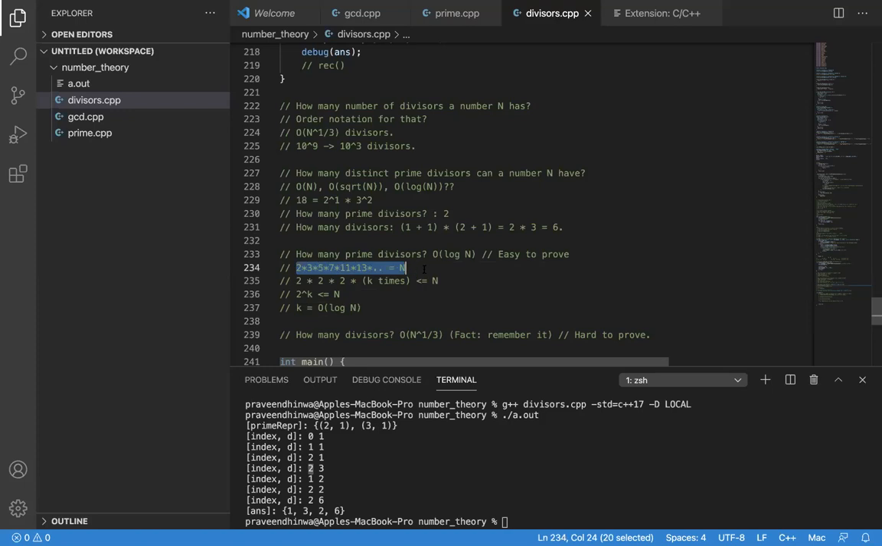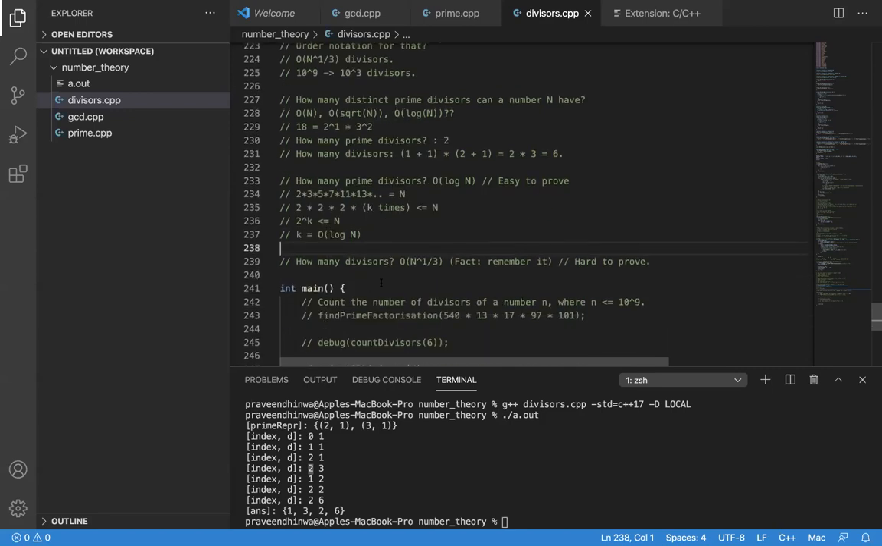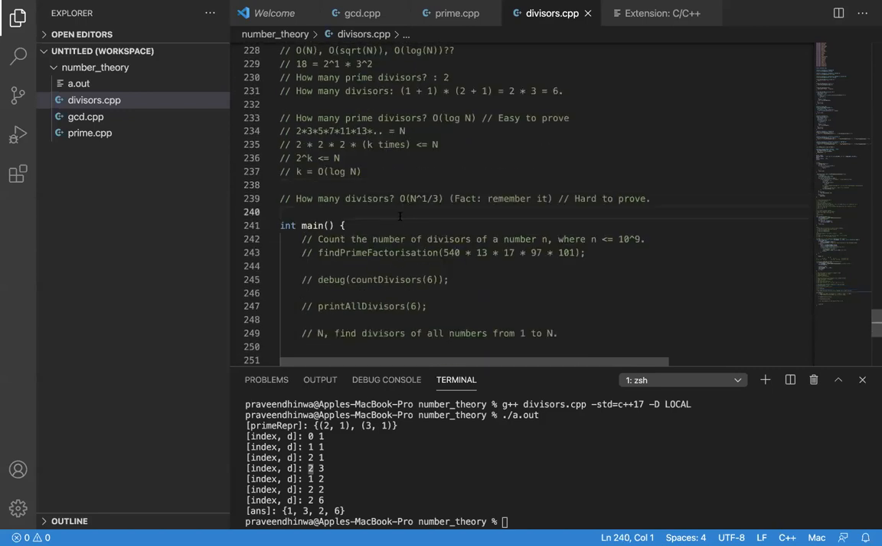Is this explanation clear to you? Like what is happening? Suppose you multiply 2 by itself log n times, you will reach n. But in the case of prime divisors, you are multiplying 2 by 3, by 5, by 7. You are multiplying by even larger numbers. So you will reach n very quickly. So this fact you should remember, how many divisors are there.